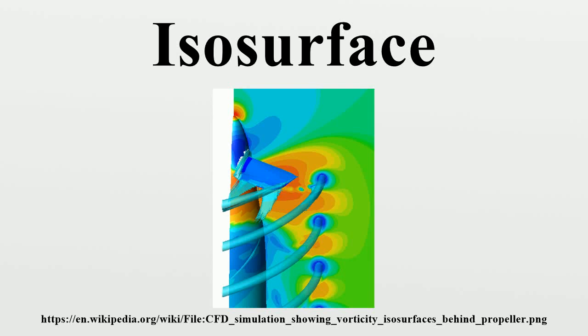An isosurface is a three-dimensional analog of an isoline. It is a surface that represents points of a constant value within a volume of space. In other words, it is a level set of a continuous function whose domain is 3D space.